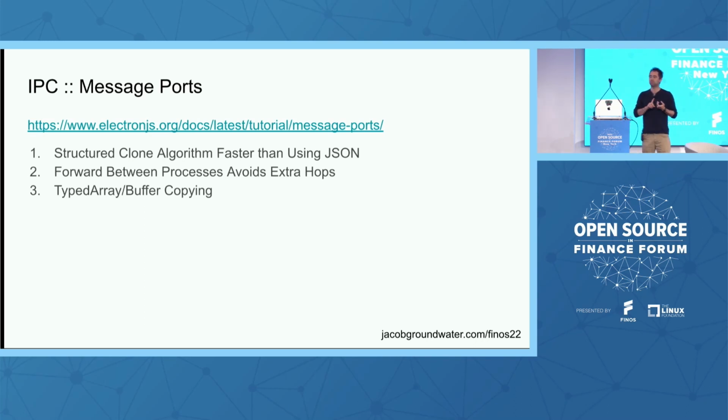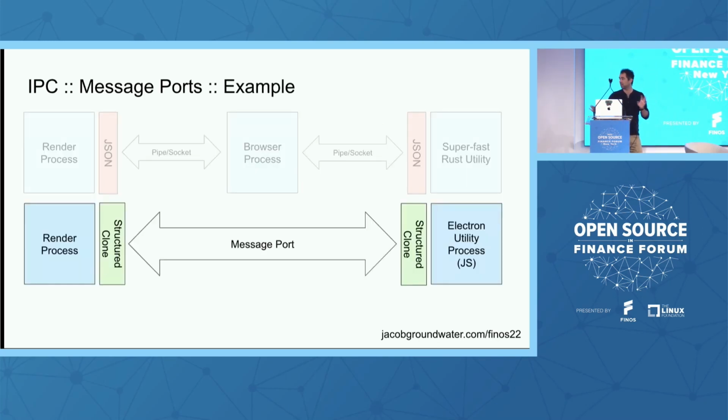Second is that message ports can be forwarded between processes, just like a file descriptor, if you've ever tried to forward a file descriptor between processes. So you don't have to do that extra hop to the browser process. You can just use this utility process, structured clone it across with a message port to the render process, and you can even pass things like array buffer data.